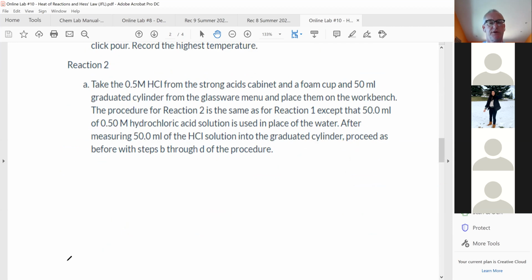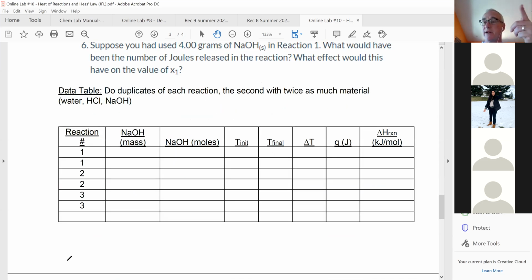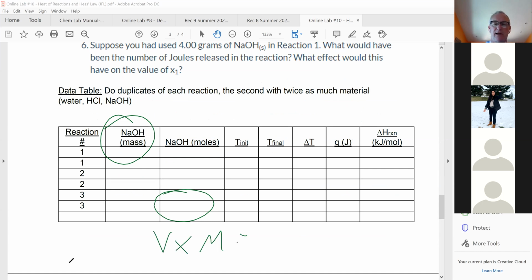So here's where we'll put in our data. We're going to do the 3 different reactions. Each one of them is going to involve a different amount of sodium hydroxide. Either we're going to have solid sodium hydroxide and we'll look at a mass, or in the third one where we already have sodium hydroxide in solution, we'll just calculate how many moles that is based on the volume times the concentration. Volume times molarity equals moles, right? Since molarity is moles over volume.